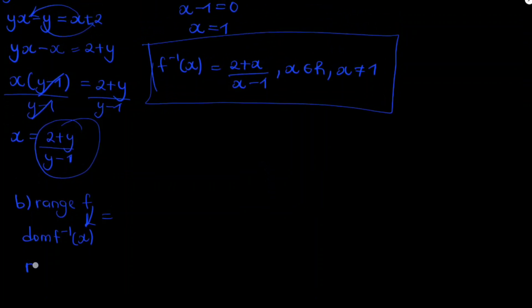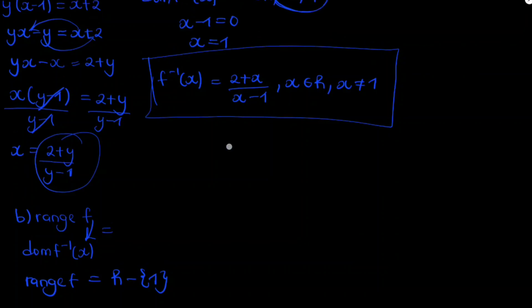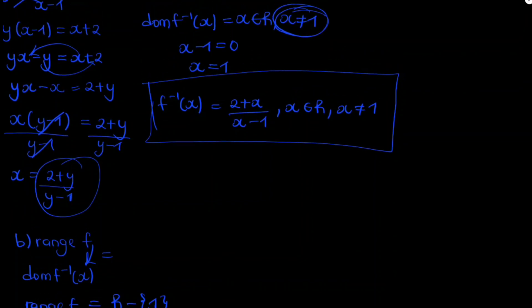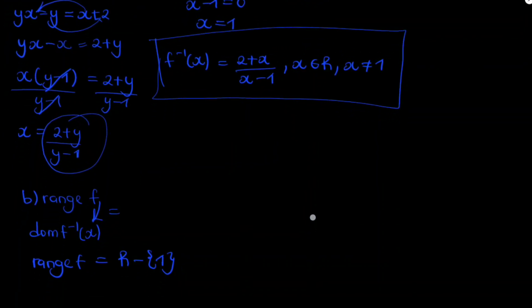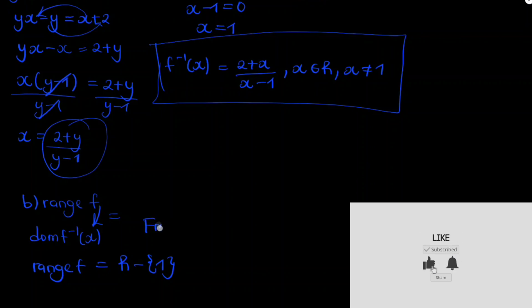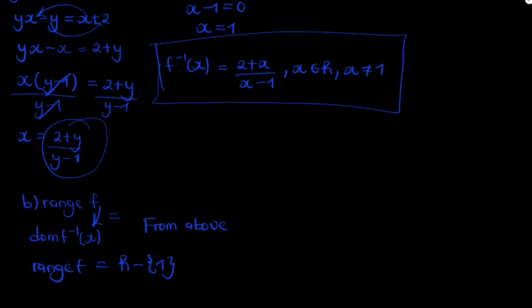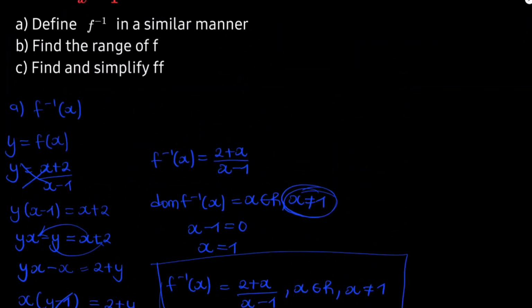So our range of f will simply be R minus 1. So that is our range. It is just from above. From above, we already had the domain of f inverse of x, so we'll just write from above because we already solved it. Okay, so that's all for the B part.